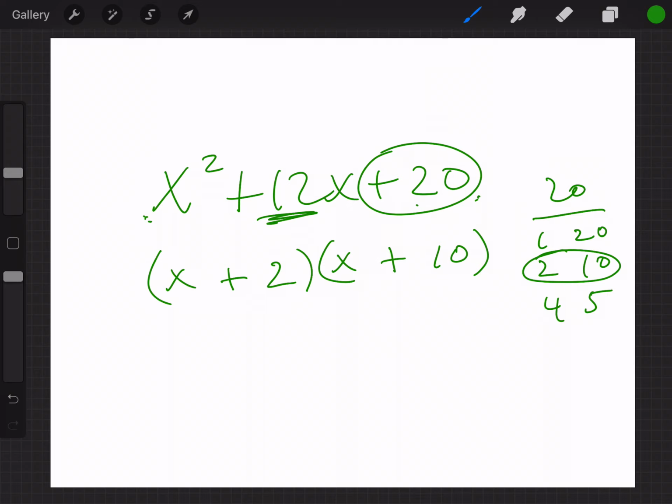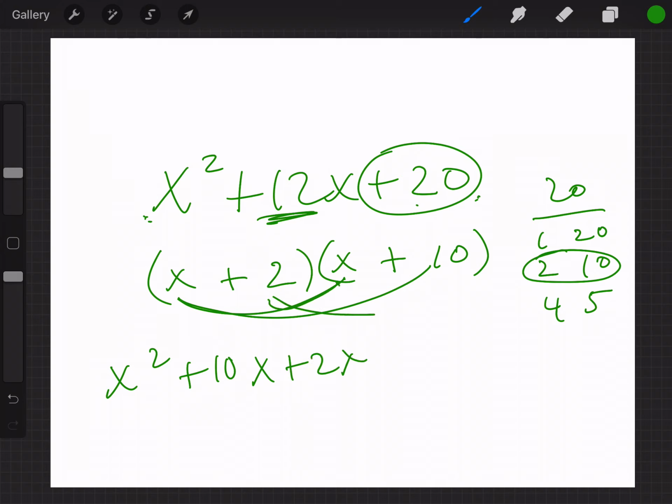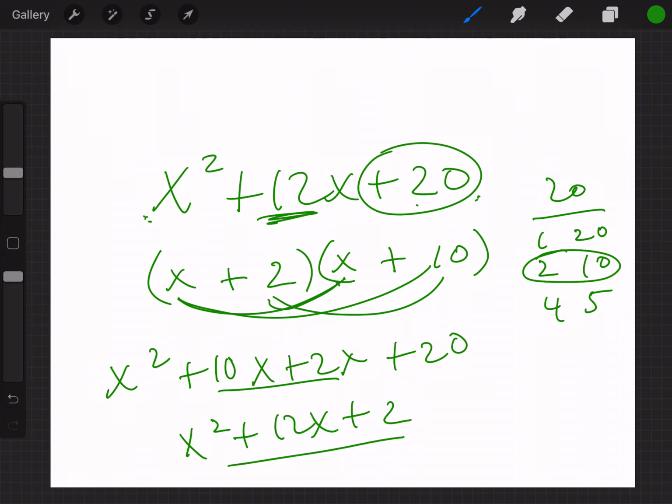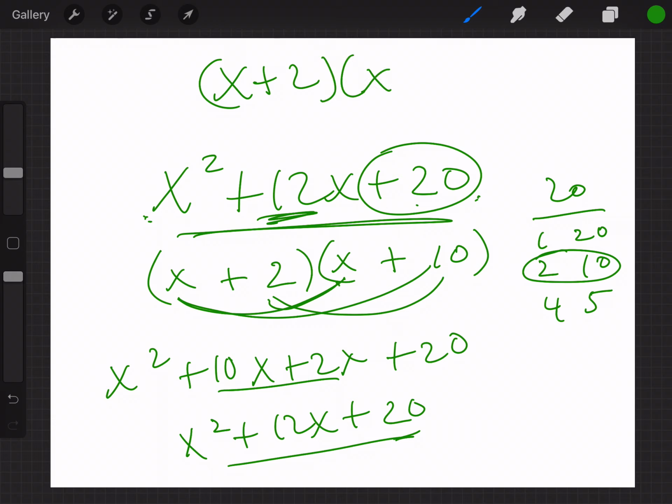You can always check it with your double distributing. X times x is x squared. X times 10 is 10x. 2 times x is 2x. 2 times 10 is 20. Combine the middle: x squared plus 12x plus 20. It checks to be the same as what we started with. So your final answer should be, again, x plus 2, x plus 10. Alright.